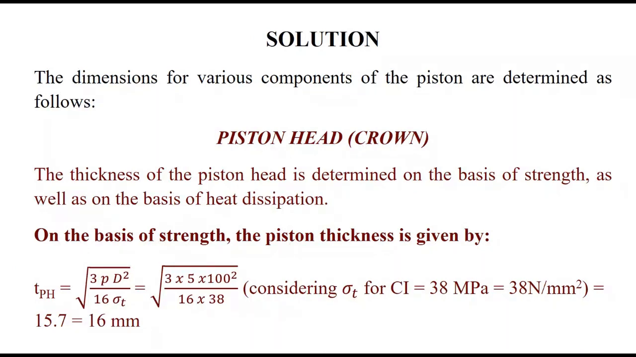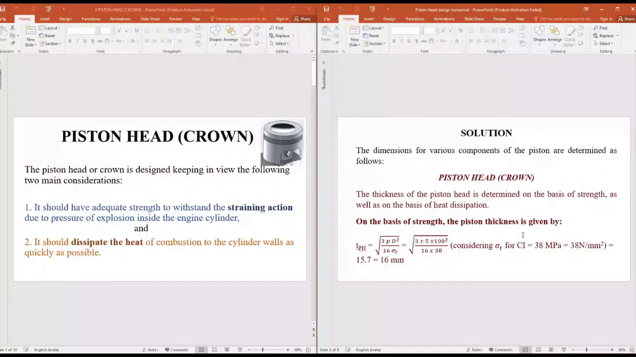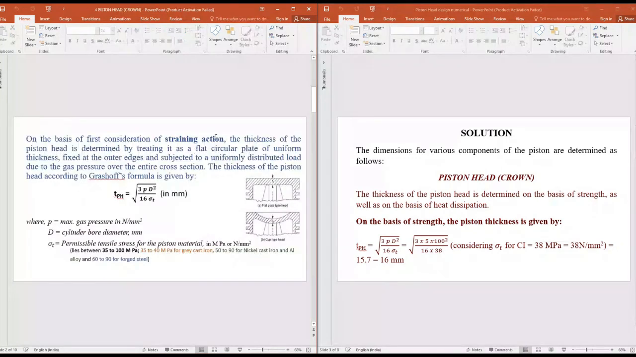We have seen there are two approaches, as seen earlier on the left hand side. These are the two aspects on which we can design the piston head. One is based on straining action and the other is based on heat dissipation capacity. On the basis of straining action, we use Grashof's formula, which is given by t = square root of 3 P D squared by 16 sigma T.